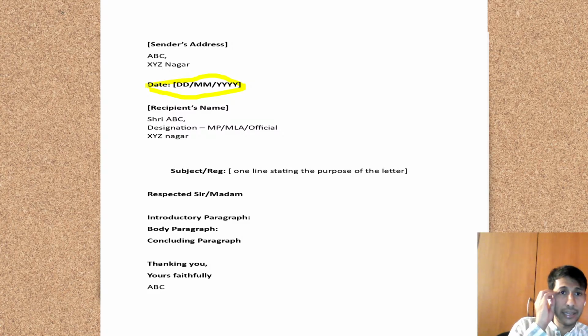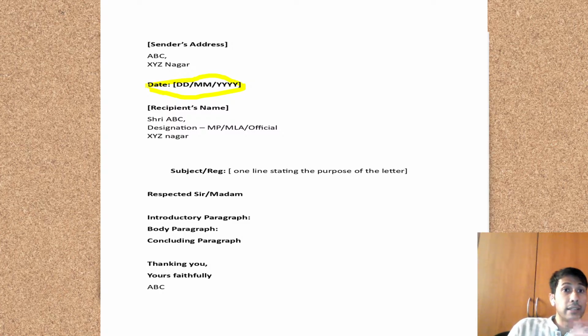Don't write any names, because again, they have specifically told you. This should come on the left-hand side. The format should be exactly how I have told you: sender's address, after that the date, leave some space, then start with the recipient's name.